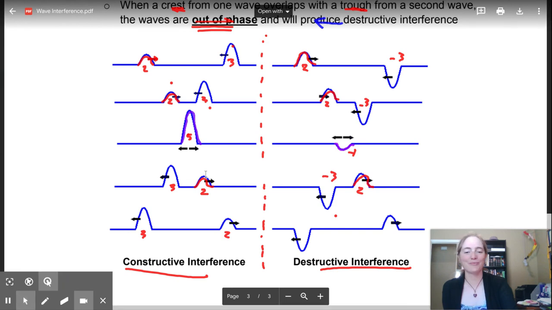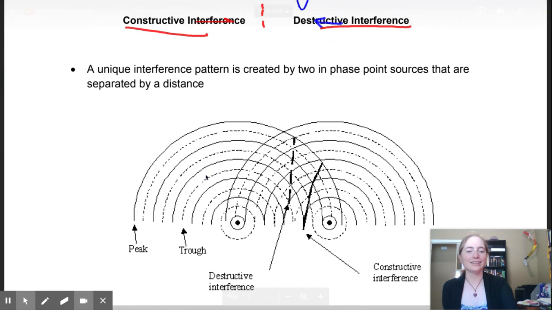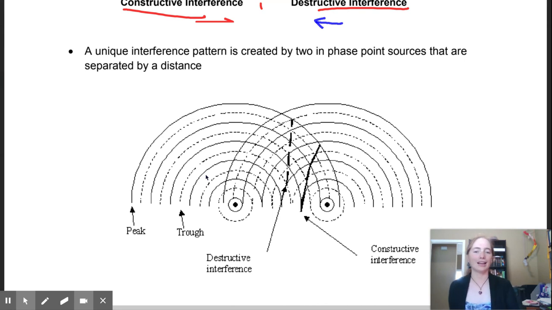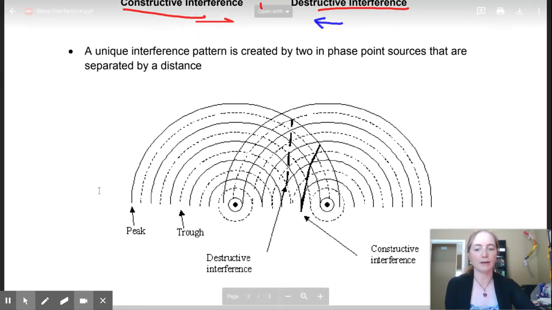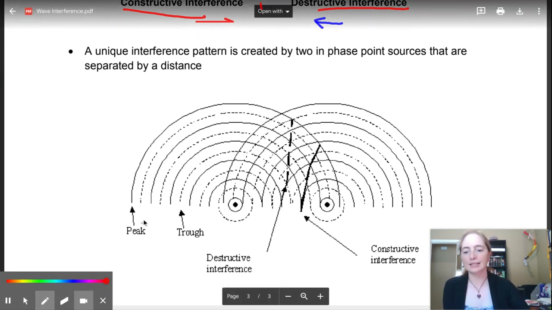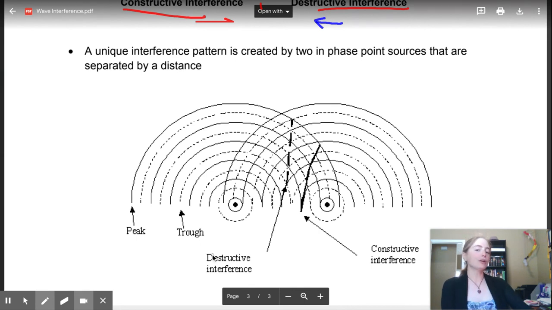Pretty cool. All right. So, ladies and gentlemen, this is just a very interesting pattern created by an interference pattern created by two waves that are right next to each other. So this is if you're viewing the wave from above. And these solid lines are peaks, okay? These dotted lines are troughs, okay? So then you can get some very unique patterns of interference when the waves overlap each other.